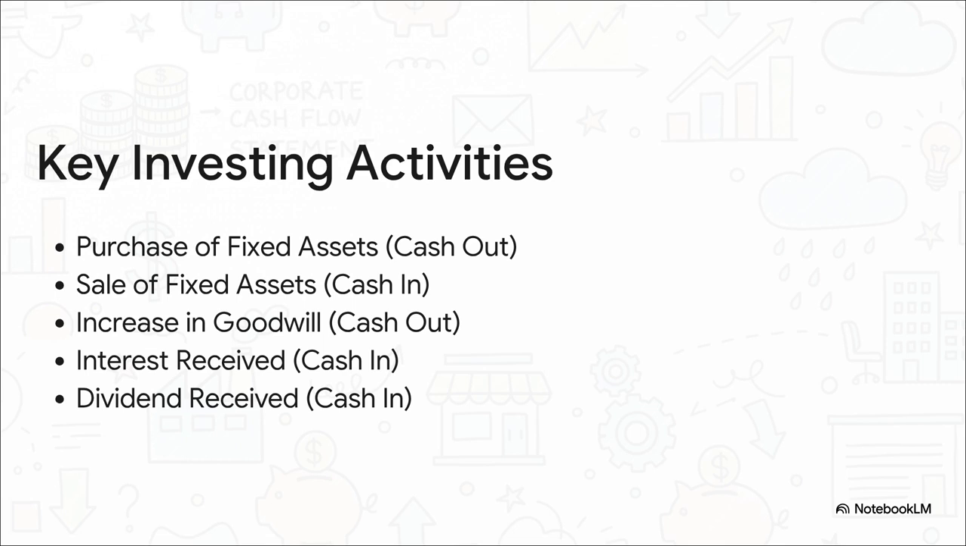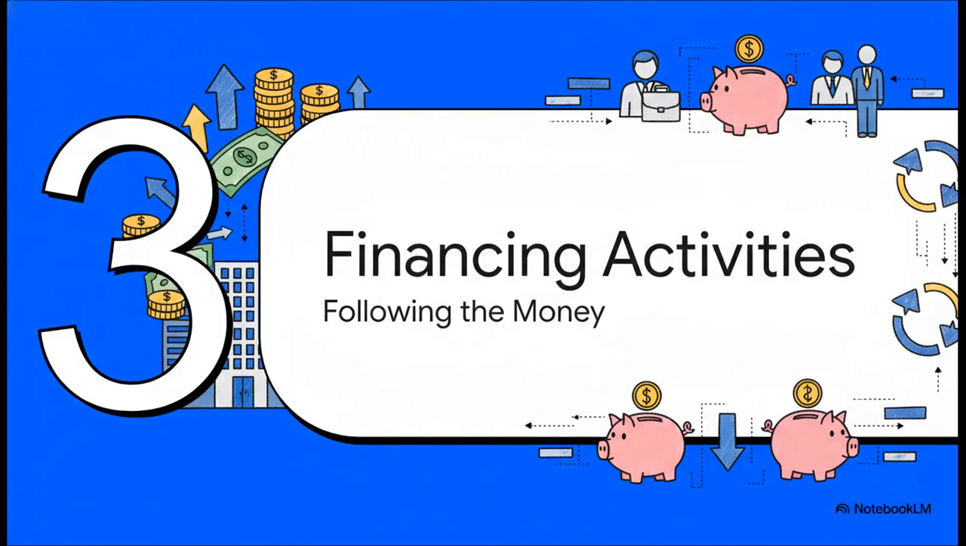This part of the statement tells you where a company is placing its big bets for the future. A big negative number here isn't automatically a bad thing. It could just mean the company is investing heavily in growth. But a big positive number, that could mean it's selling off assets to raise cash, which might be a bit of a red flag. And finally, we get to the financing activities blueprint.